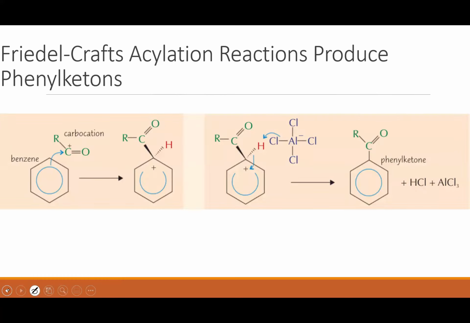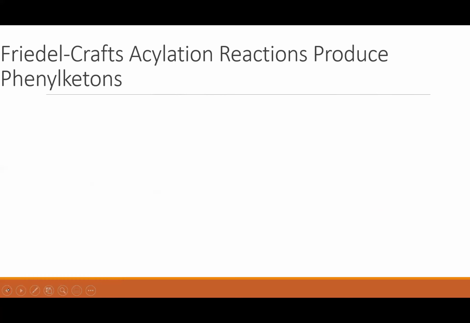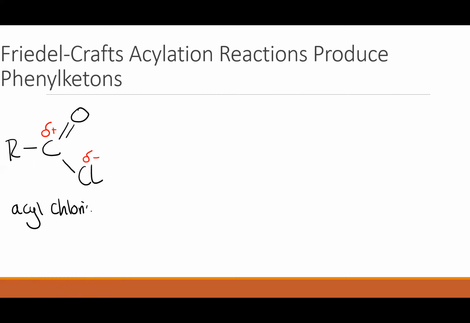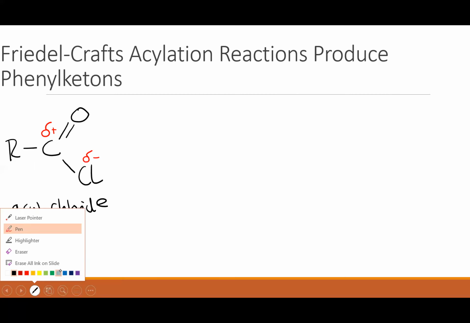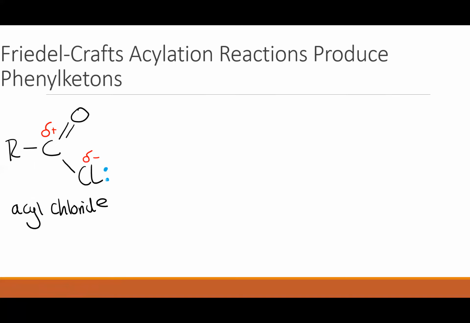So let's draw this out. Let's draw our acyl chloride out. So acyl chloride will look something like this. We've got our R group, our carbon double bonded to oxygen, and chlorine down here. Let's add on our charges. Remember that that carbon is going to be slightly positively charged, and that chlorine is going to be slightly negatively charged, and that is our acyl chloride. Remember as well that that chlorine is going to have a lone pair of electrons on it.